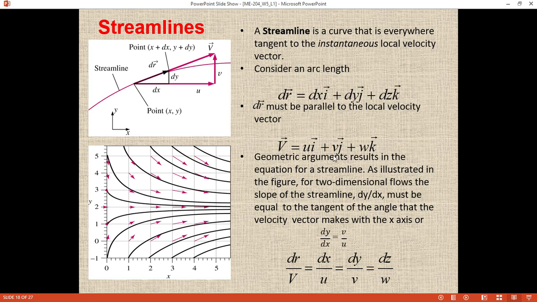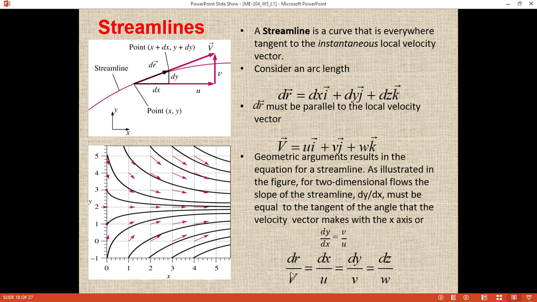So geometric arguments result in the equation for a streamline, as illustrated in the figure. We can develop an equation for the streamlines. For two-dimensional flow, what is the slope of the streamline, dy by dx? It must be equal to the tangent of the angle that the velocity vector makes with the x-axis. We can equate those right angle triangles, and finally dy by dx will be equal to v over u. In three dimensions we can write dr over v is equal to dx over u, dy over v, and dz over w.